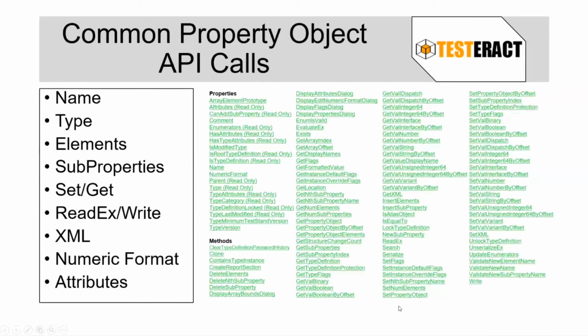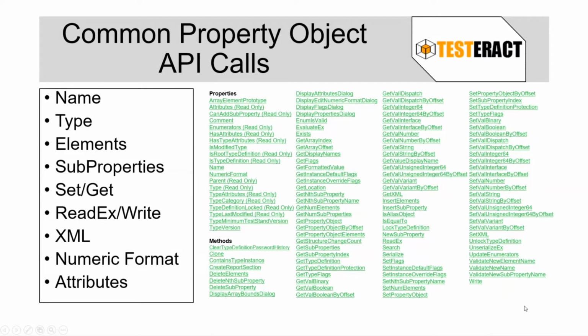I want to highlight some of the common ones. I do a lot of property object manipulation in TestStand almost daily. I'm going to highlight some of the common ones that I deal with, such as, we'll start simple with name and type and different things like that. And then we'll get a little more advanced as we move through them. But here's all of the methods and properties that are available for a property object.